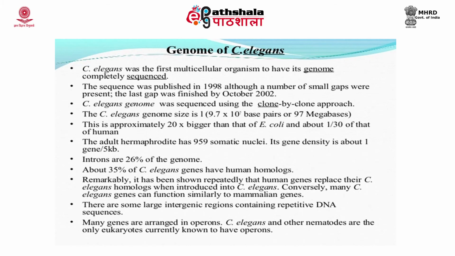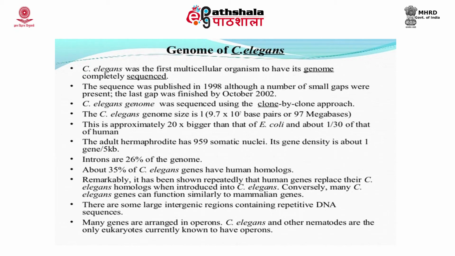Now coming to the genome of C. elegans. C. elegans was the first multicellular organism to have its genome completely sequenced. The sequence was published in the year 1998, although a number of gaps were present. The last gap was finished by October 2002. The genome was sequenced using the clone by clone approach. The genome size is 9.7 times 10 raised to 7 base pairs, or 97 megabases.